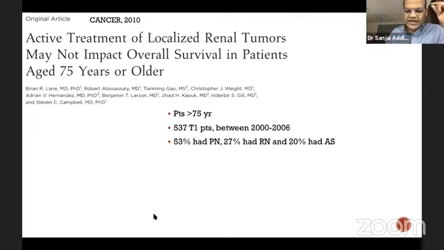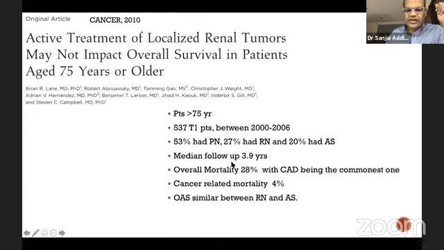I think the reason for that is because of the renal impairment that tends to happen with radical nephrectomy. The impact on overall survival is also more. That's why it pulls it down towards active surveillance. Median follow-up 3.9 years. Overall mortality was 28%, the commonest being coronary arterial disease, not renal cell carcinoma. Cancer-related mortality was 4%.